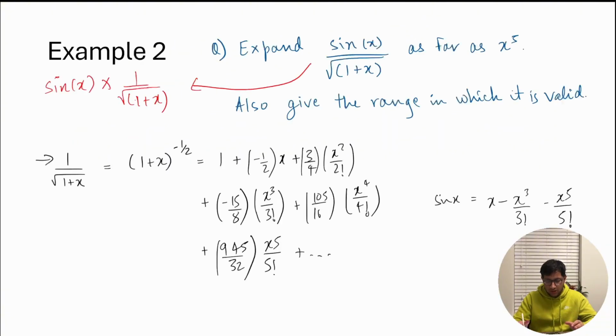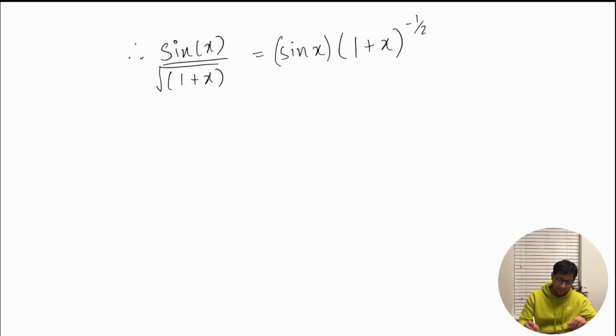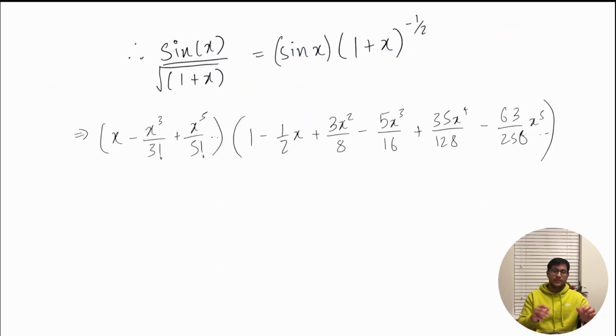And remember, the question only asked for terms up to the power of x to the 5. So we multiply both the expansions together, and this is again a very common trope.